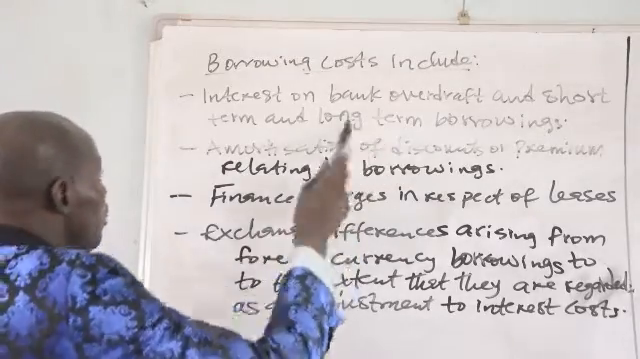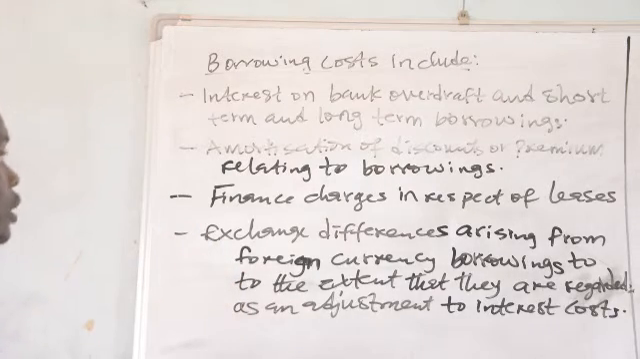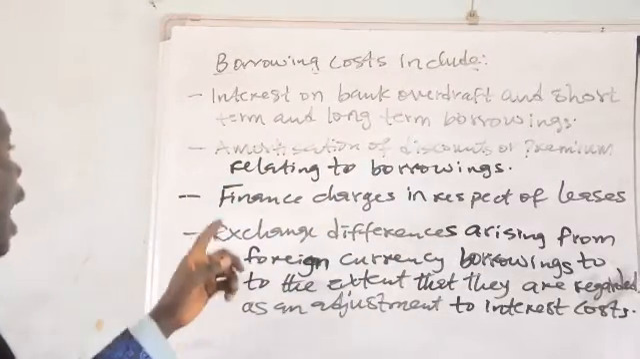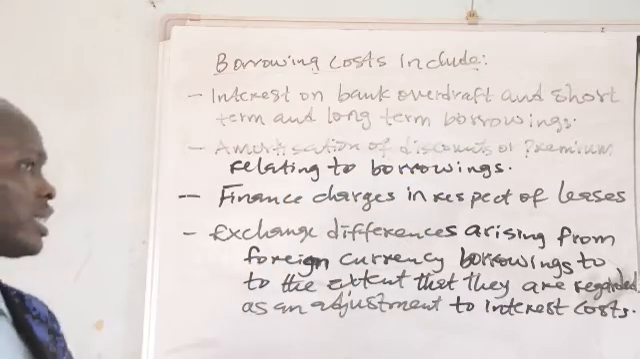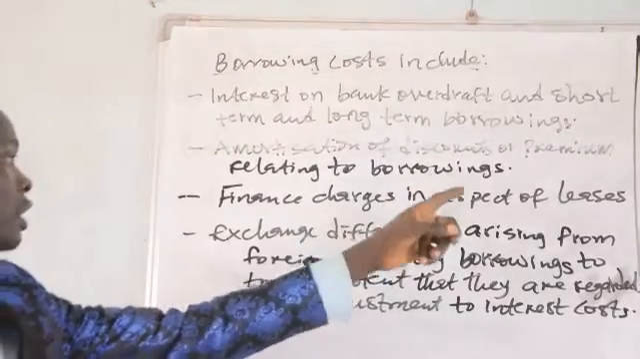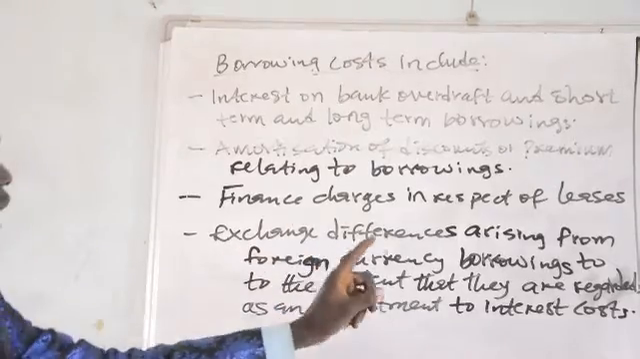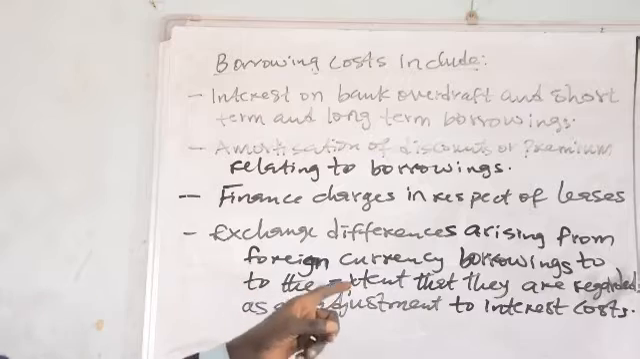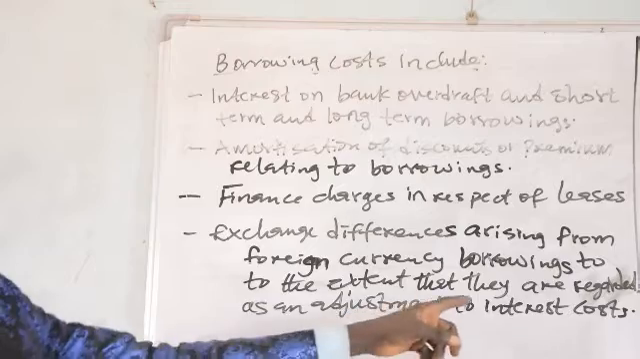Borrowing costs include interest on bank overdraft and short-term and long-term borrowings, amortization of discounts or premium relating to borrowings, finance charges in respect of leases, exchange differences arising from foreign currency borrowings to the extent that they are regarded as an adjustment to interest costs.